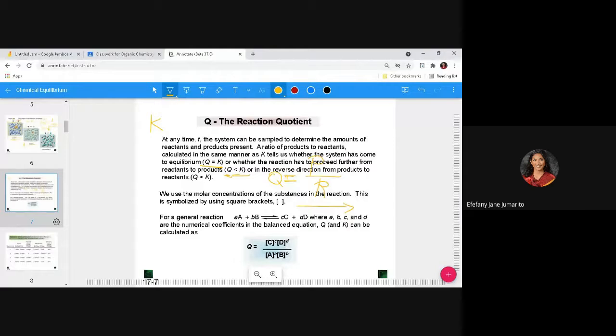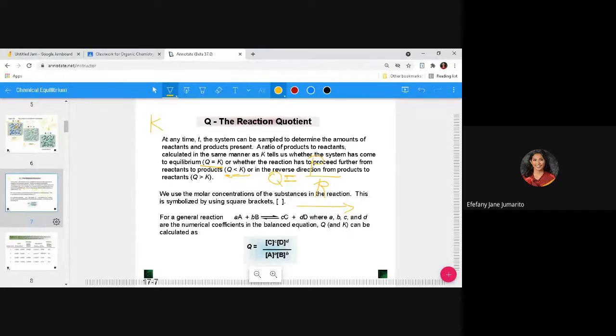Whereas if Q is greater than K, then our system will have a reverse direction. It will shift to the left, and the left is the reactant, right, class? So it will shift to the left, from the product to our reactant. So it will go backward. Later we will learn more about Q and K.